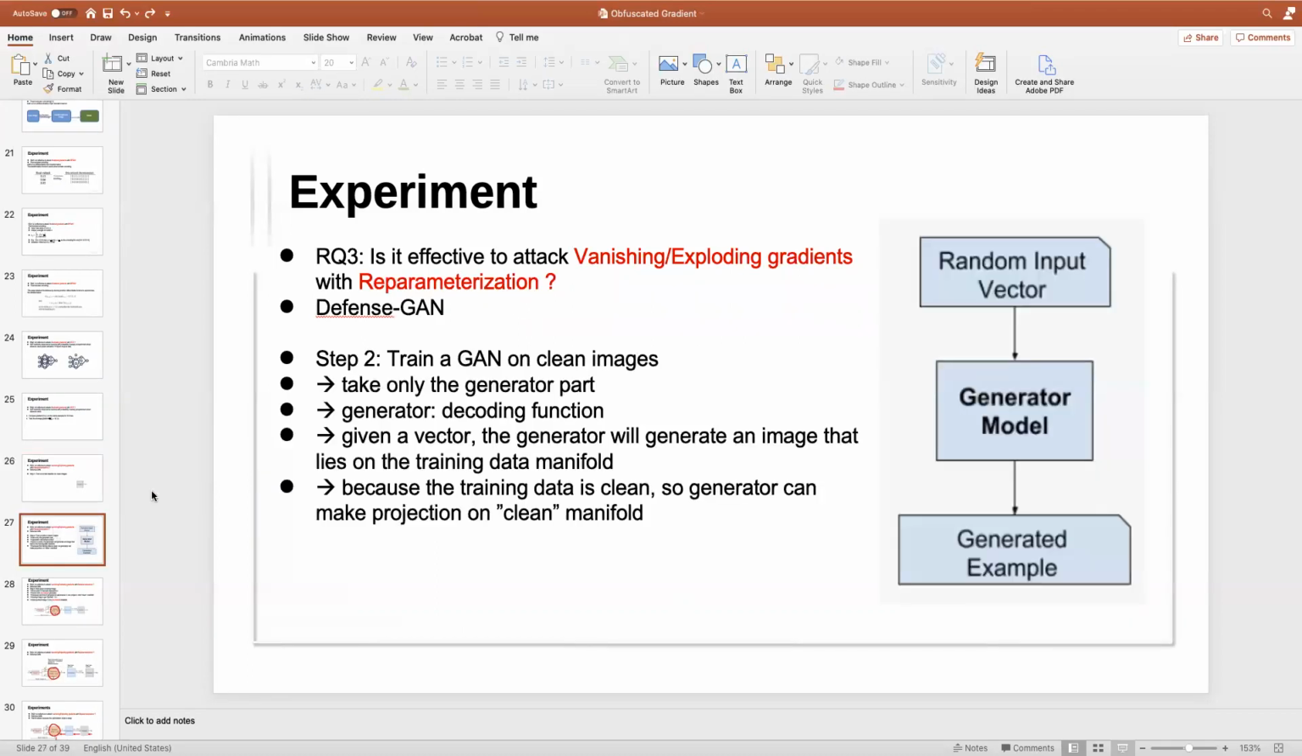And step 2 is we train a GAN on clean images and only keep the generator part for later steps. So you can imagine the generator as a decoder. The input for the generator is a vector, and the output is an image that looks like training images. Since the training data are clean images, a well-trained generator has the ability to project the vector onto the clean data manifold.